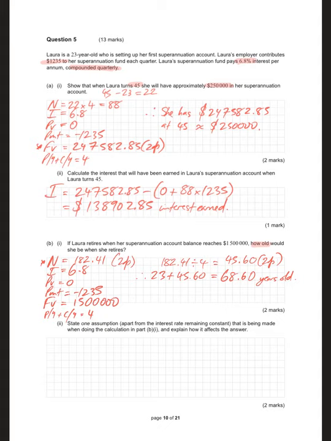State one assumption, apart from the interest rate remaining constant, that's being made when doing the calculation. Explain how it affects the result. You assume that Laura's pay remains the same, making her contributions the same.